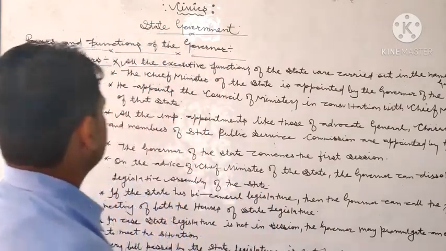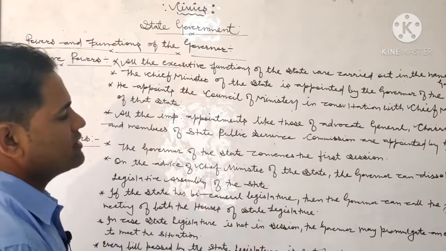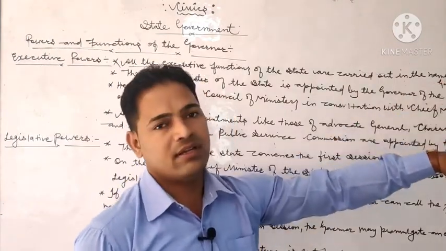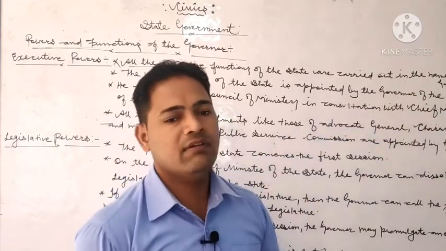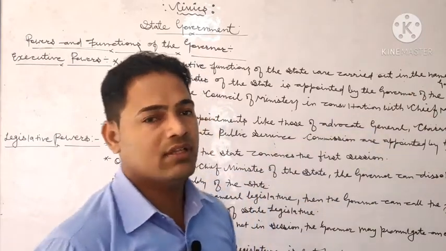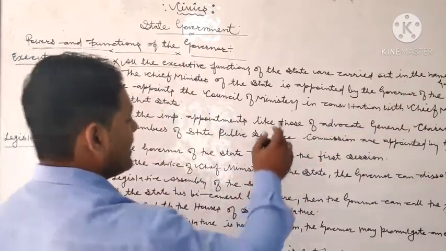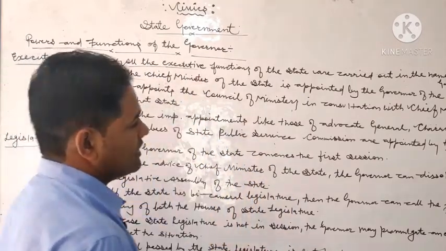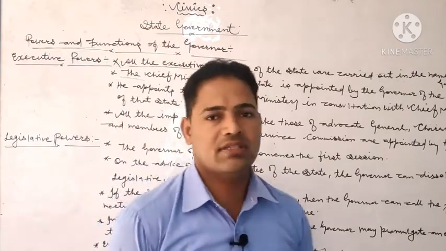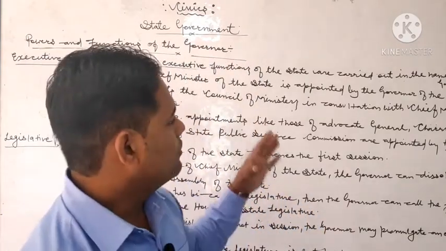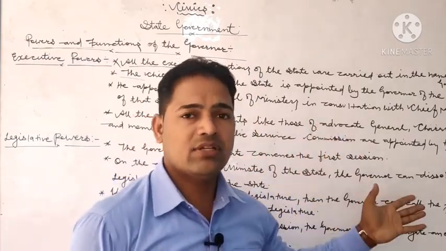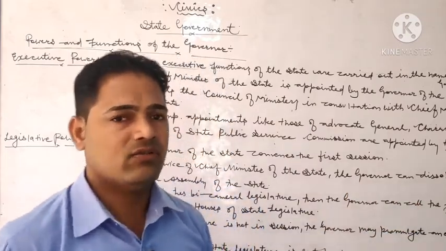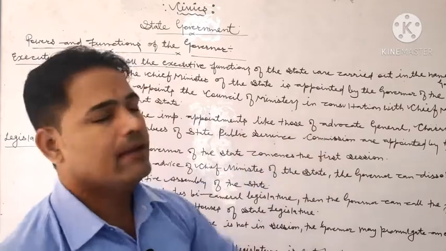You see my dear students, all the executive functions of the state are carried out in the name of the governor. By the name of the governor only are these powers carried out, otherwise not, especially the executive power. Number two, the chief minister of the state is appointed by the governor of the state, the same way the prime minister is appointed by the president.